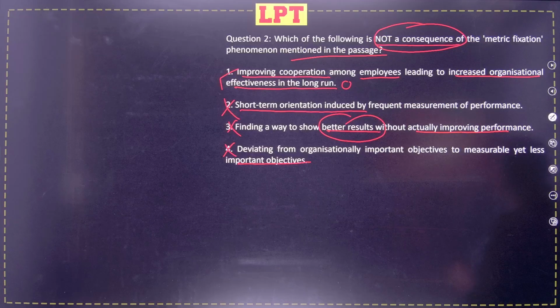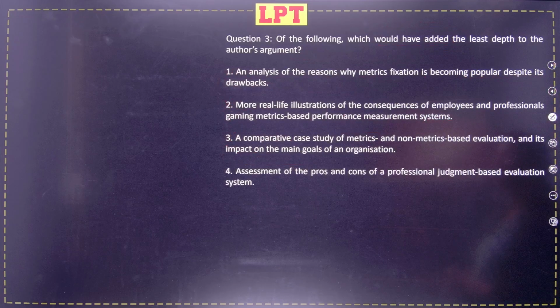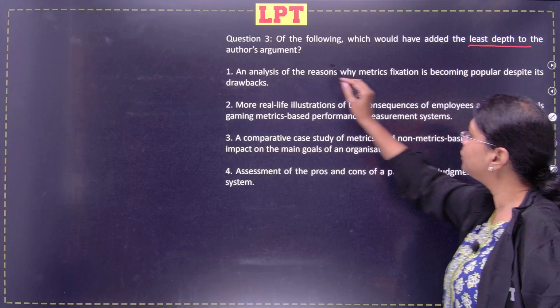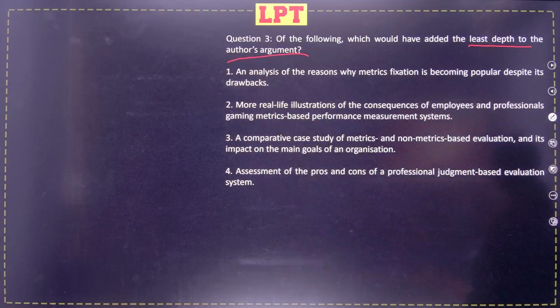Let's go to the third question now. Of the following, which would have added the least depth to the author's argument? So he's asking you for the least depth to the author's argument. We have understood the argument. Just evaluate these options.